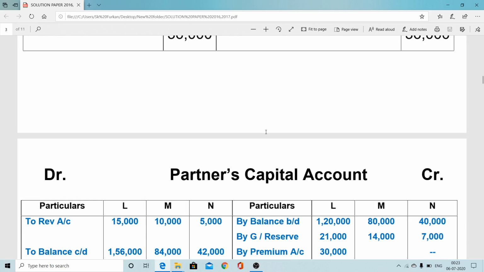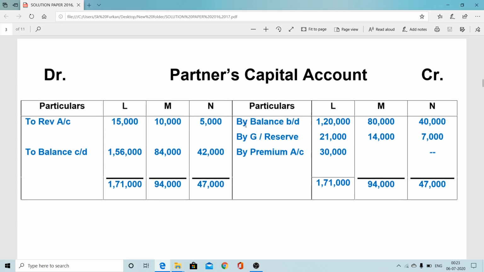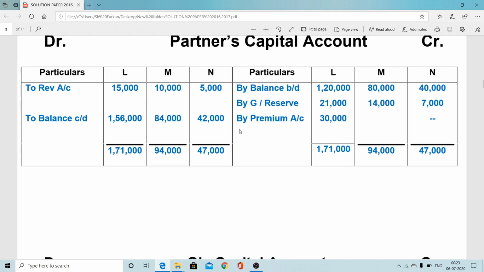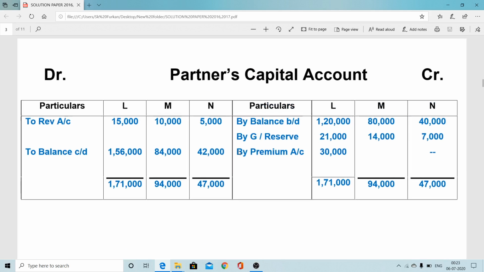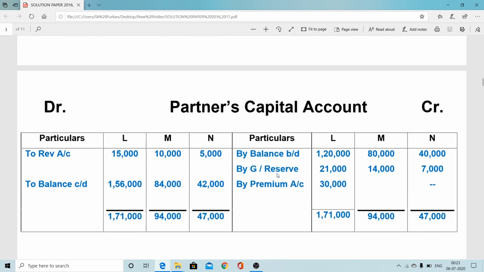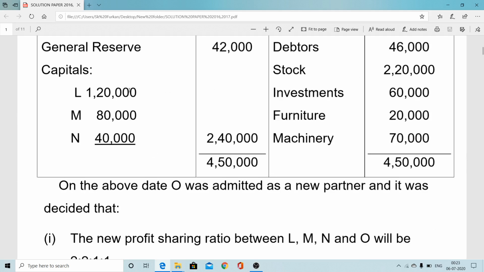Now we come to the next accounting step, that is opening the partners' capital account. We will apply the columnar method, as there are 4 partners. For the old partners we'll use the columnar method, and for the new partner we'll open a separate account. The opening balances are L 1,20,000, M 80,000 and N 40,000. We can check that balance from the old balance sheet. Yes, 1,20,000, 80,000, 40,000.